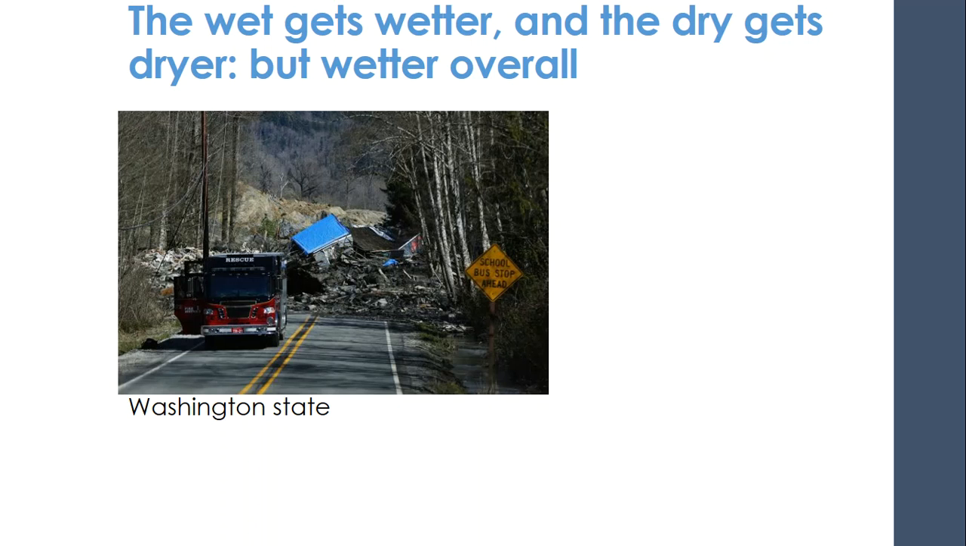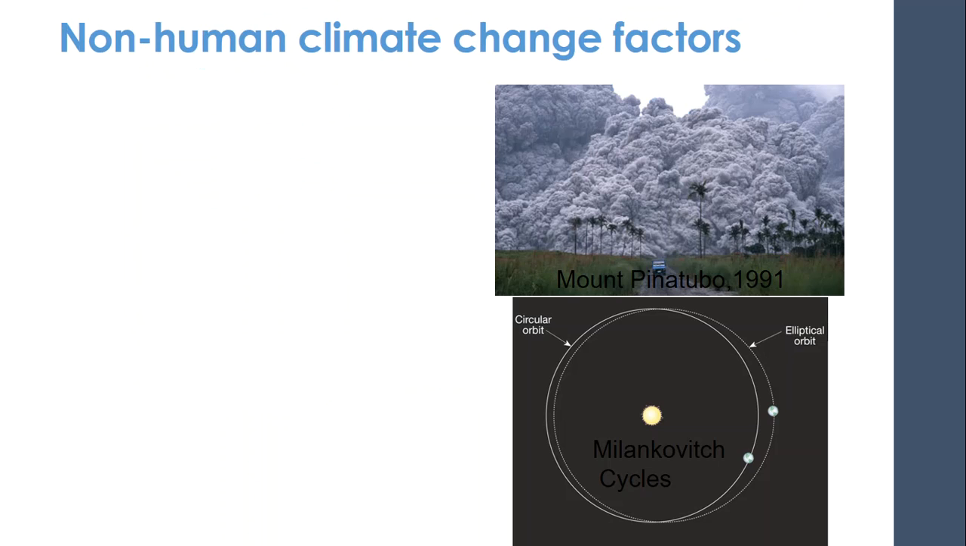So the wet is going to get wetter, the dry is probably going to get drier, but overall we're going to get wetter. This is in Washington State, where due to some heavy rains, they're experiencing some landslides. This picture is from 2014. And right, we have built in places where we are used to predictable climate patterns, where we feel like we're going to be secure, but when we change all of this stuff, it's going to be much harder to adapt.